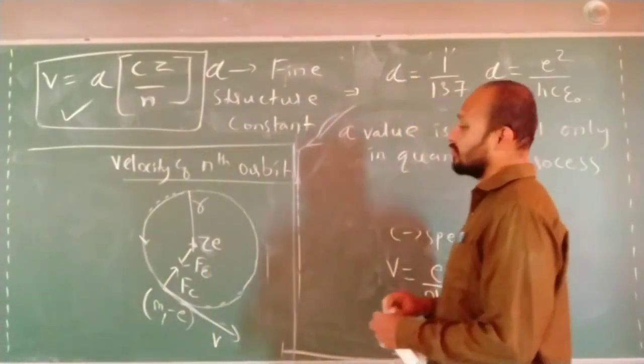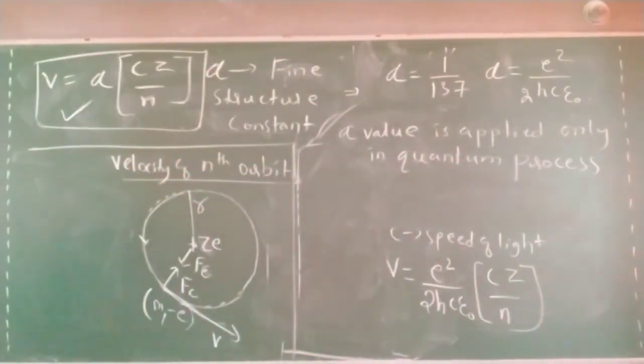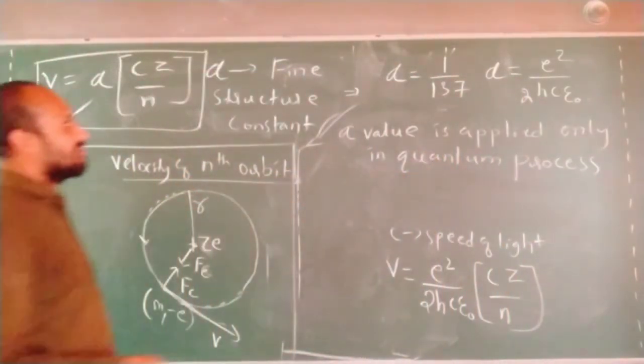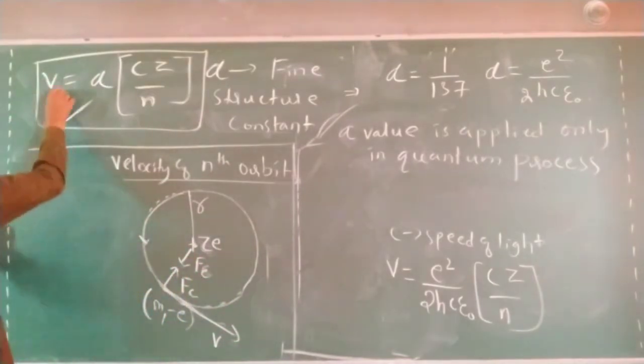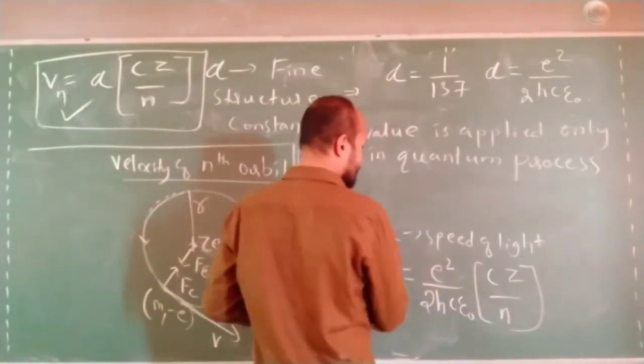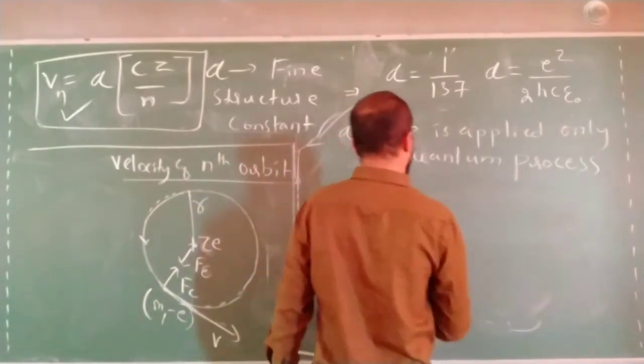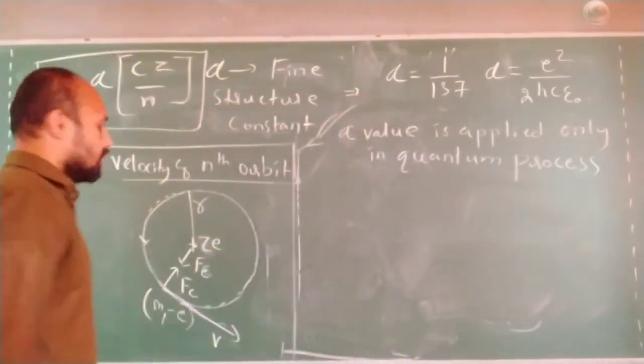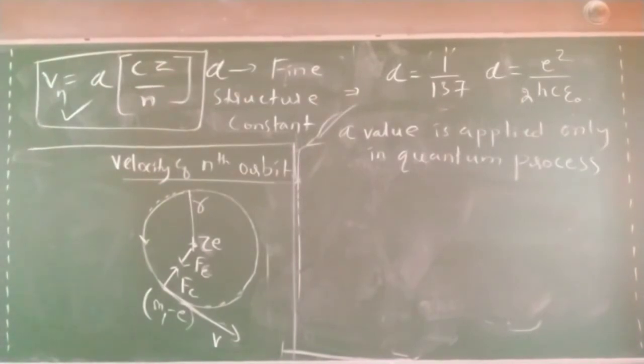If you solve some numericals, you will get this. So V is equal to Vn. The velocity of the nth orbit is equal to alpha into Vz divided by n. This is one important formula. Then we have another thing. What is that?